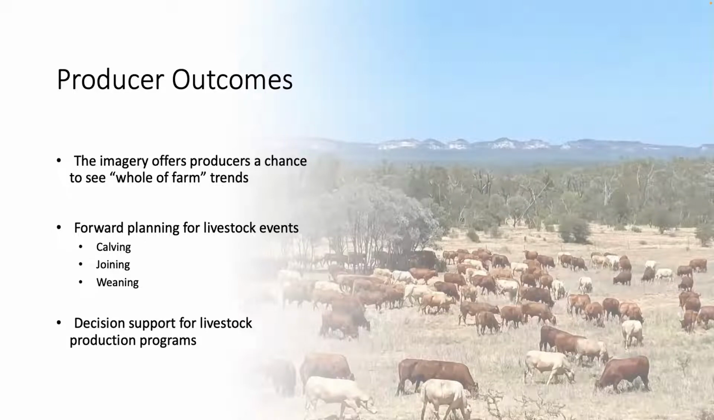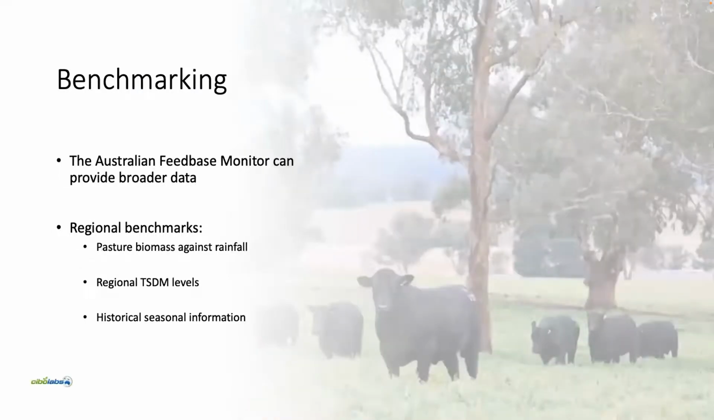Where we're looking to build the model, and by the time we come to launch, will be a couple of other tools that will sit within the feed-base monitor. So we'll have our pasture biomass for regional areas against rainfall, and regional total standing dry matter, which might be useful for some producers looking to see how they're going against the region in terms of whether there is a trend that they need to be aware of that might influence their decisions around stock numbers or management times, as well as looking at some historical seasonal information.